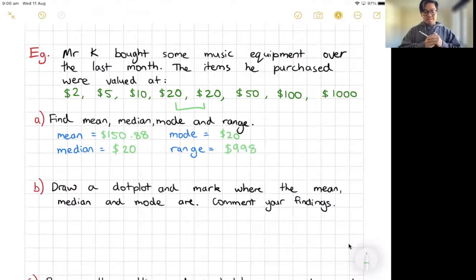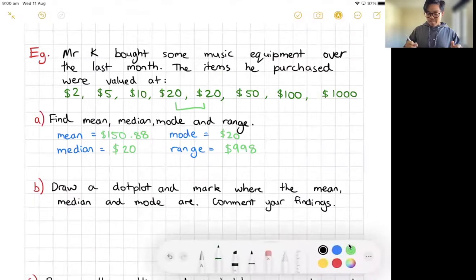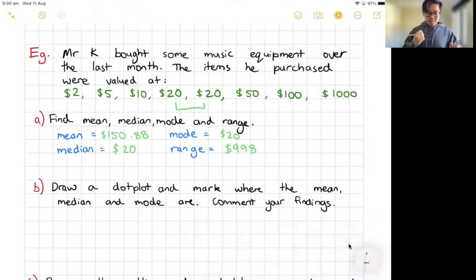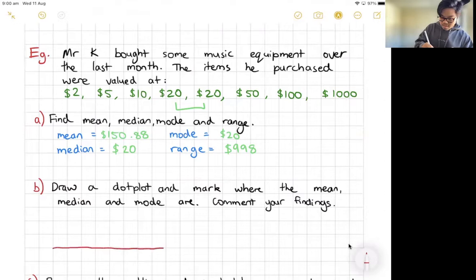Hopefully all that stuff is quite familiar. Now we're going to do the stuff that you may not have seen before. It says here, draw a dot plot and mark where the mean, median, and mode are and comment on your findings. So I'm just going to draw a line. My scores are all the way between 0 and 1,000, or technically 2 and 1,000, so I'm going to draw something to scale. I'm going to use 10 little boxes here: 1, 2, 3, 4, 5, 6, 7, 8, 9, 10.